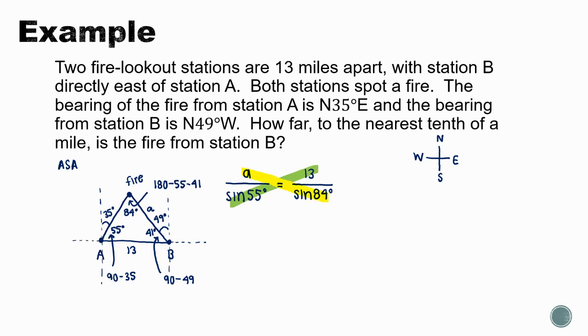Once we find a, we have found our answer. So remember, thinking about the cross multiplying, the sine of 55 degrees is multiplied by 13, and we'll end up having to divide by the sine of 84 degrees. If we put it in and then round to the nearest tenth, notice we have 10.701. So that 0, the second digit, tells me the 7 is going to stay as it is. So my missing side is a length of 10.7 miles. That would be my answer.